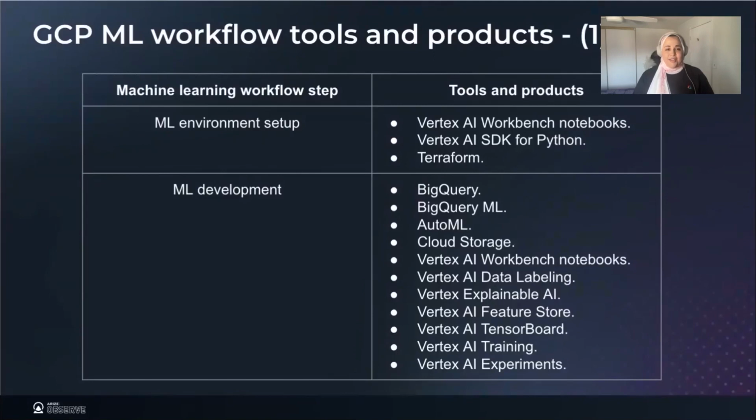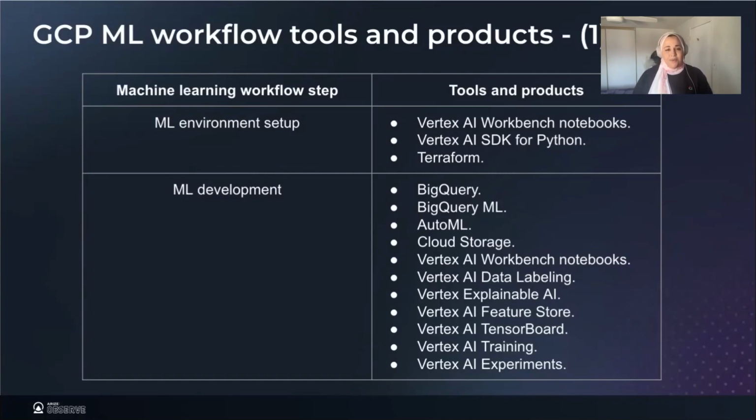After you have your environment set up, you've got your notebooks ready, and your resources are deployed, you can start the next phase, which is the ML development itself. You will see about 11 different tools and products in this table. However, I will be discussing in detail the most popular ones for ML on GCP. Those will be BigQuery, BigQuery ML, AutoML, and Cloud Storage.